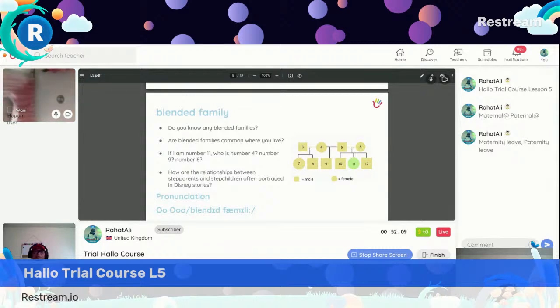Can you see the diagram? Number 11? Yeah, I can see the diagram. Okay, if I am number 11, who is number 4 and number 9? And number 8 as well. Number 8. So that means this is my step sister and step brother. Am I right? We see square symbol means male and circle means female. So it's a blended family.